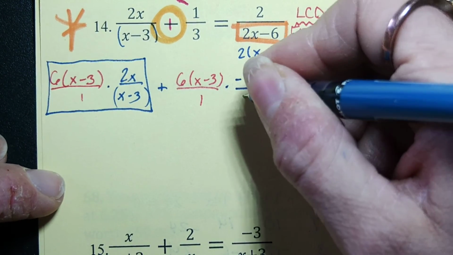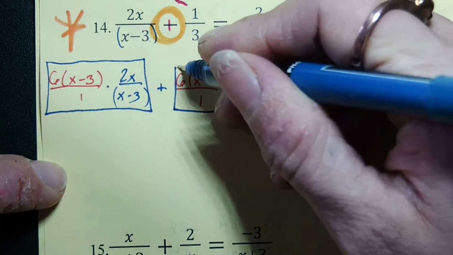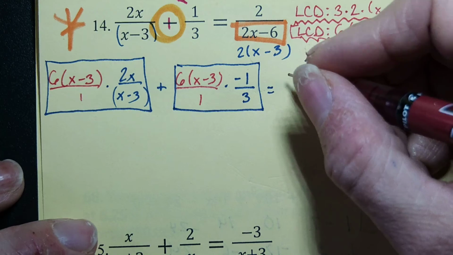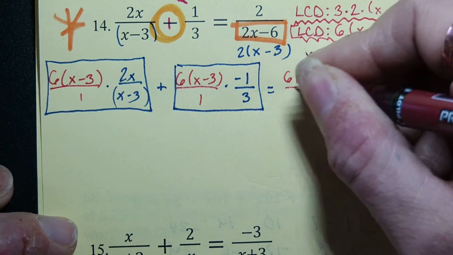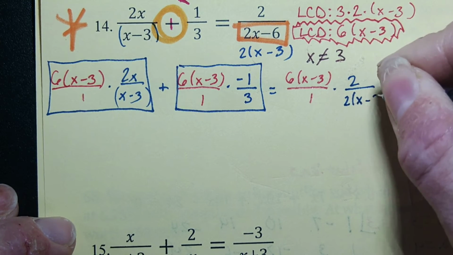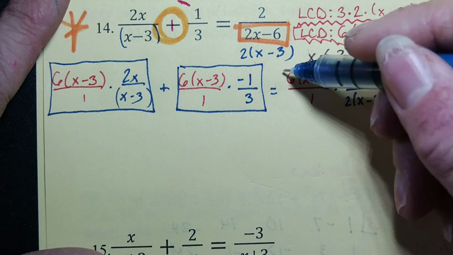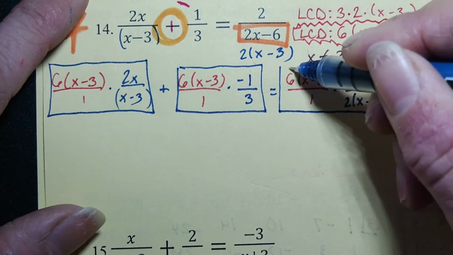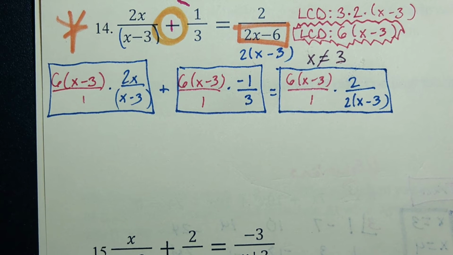Don't forget that's a negative 1 over 3. And make sure you use the factored form because that's going to make the canceling out easier on these. So once we have this set up, it's really just a lot of cross simplifying and just regular simplifying.